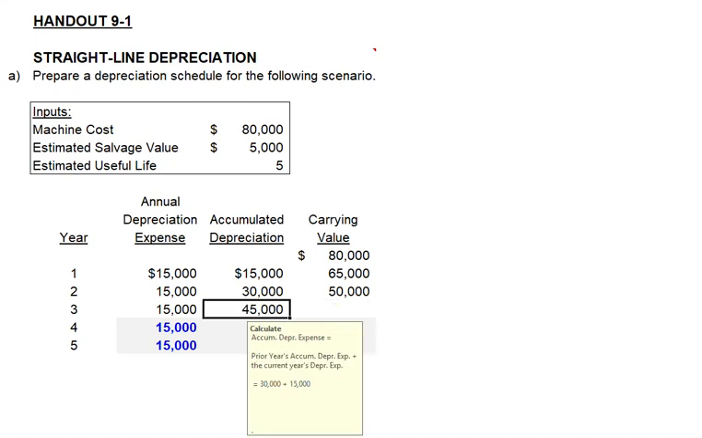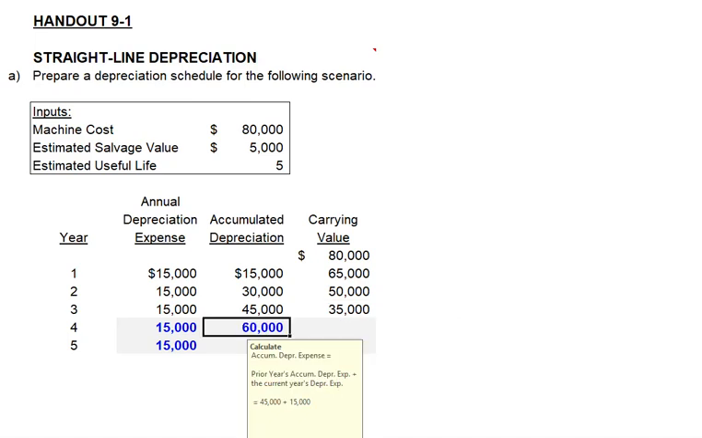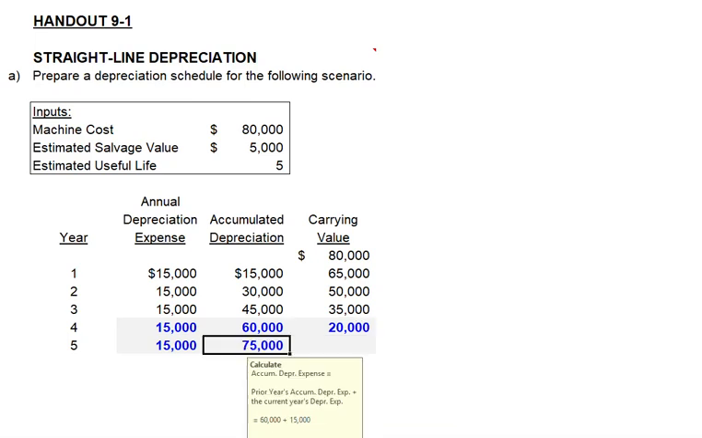After 3 years, our accumulated depreciation is $45,000, and notice that's simply 3 times $15,000. And our net carrying value goes down to $35,000. That's 80 minus $45,000 in accumulated depreciation. In year 4, our accumulated depreciation jumps to $60,000, the net book value drops to $20,000, and after 5 years, we have $75,000 in accumulated depreciation.